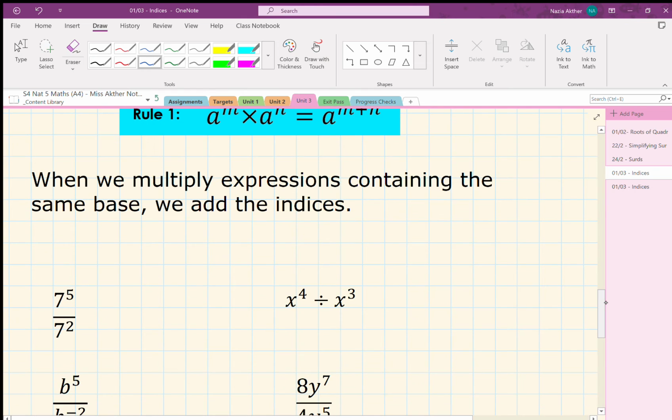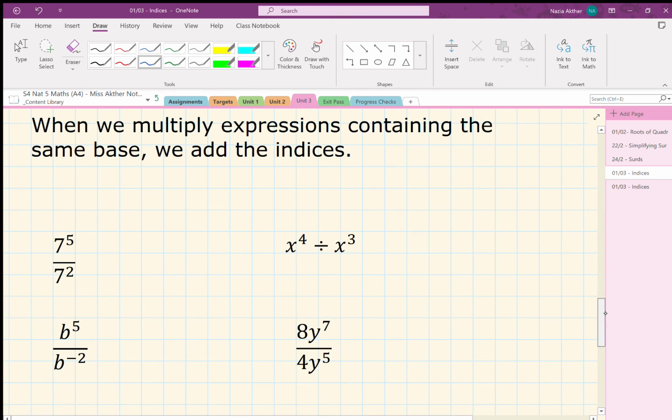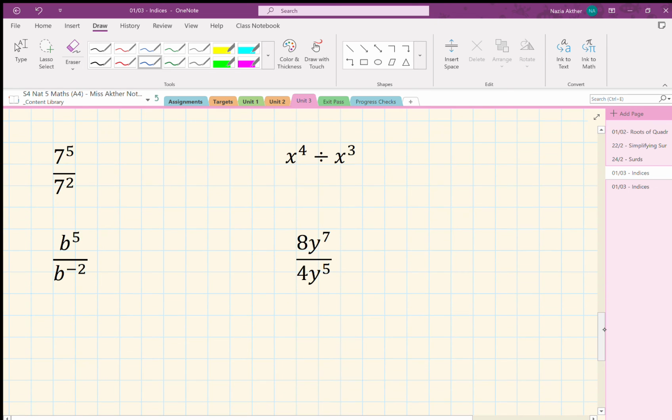Now let's have a look at the second success criteria. We're now going to be dividing expressions. In the second success criteria, we're told that when we divide expressions, we take away the indices. So in this first example, we've got 7 to the power of 5. That's the same as 7 times 7 times 7 times 7 times 7, 5 sevens at the top, and at the bottom we've got 7 squared, which is the same as 7 times 7.